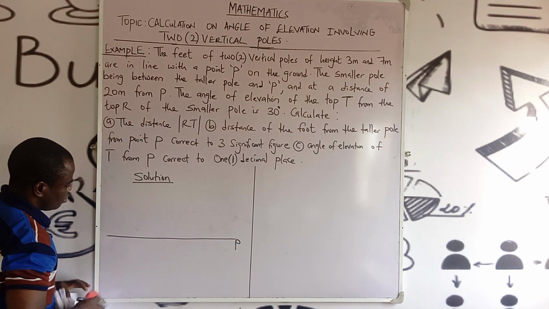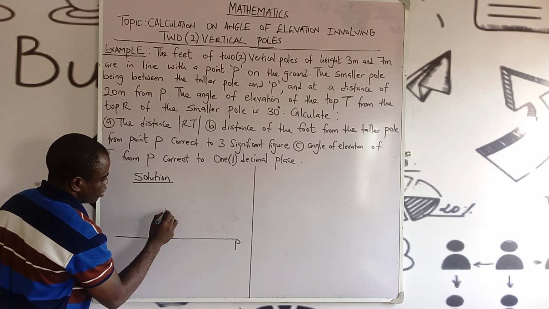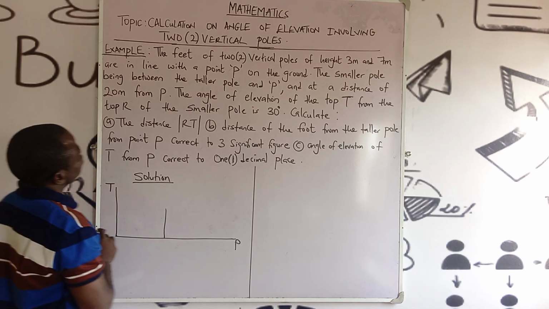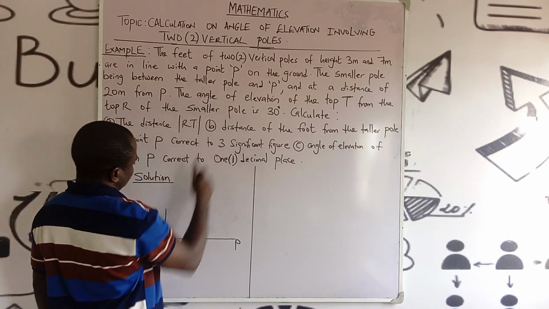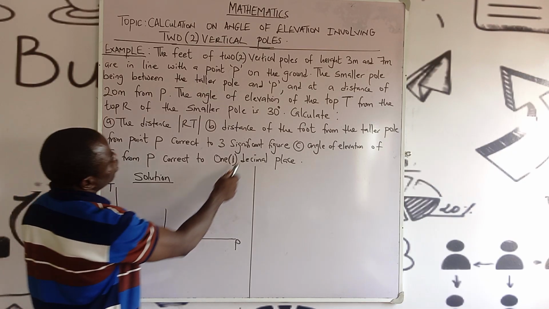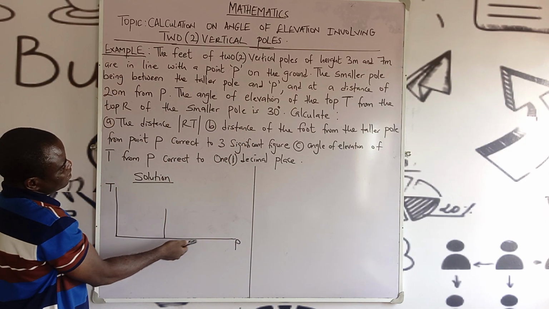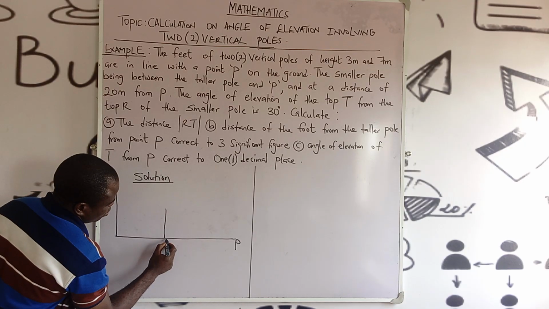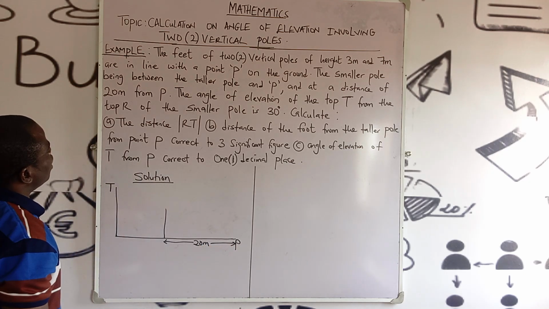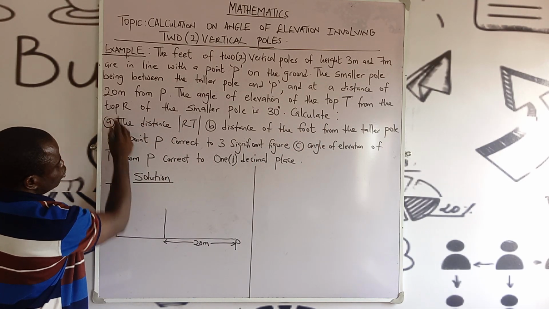The smaller pole being between the taller pole and P. Okay, let's assume the smaller pole. So at this point, the taller pole is here based on the statement. The smaller pole being between the taller pole and P. You can see it in between. And at a distance, continue the statement, that means that the smaller pole is at a distance of 20 meters from P.